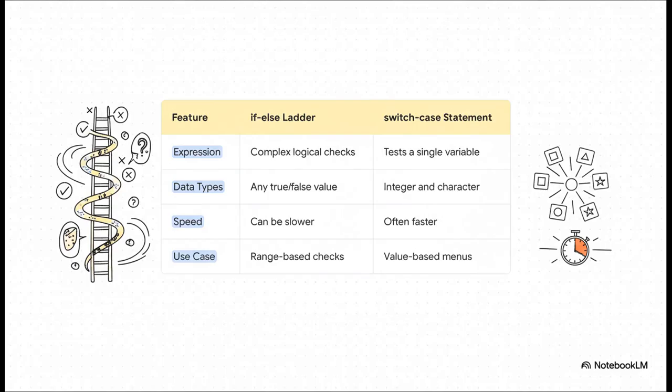So, as the architect, how do you choose? Well, think of the if-else ladder as your all-purpose adjustable wrench. It can handle anything, complex comparisons, checking ranges, you name it. The switch statement, on the other hand, is like a specialized socket set. It's built for one job, testing a single integer or character against a list of exact matches. And not only does it look cleaner, but it's often way faster, because the compiler can work some magic and turn it into a super efficient jump table.